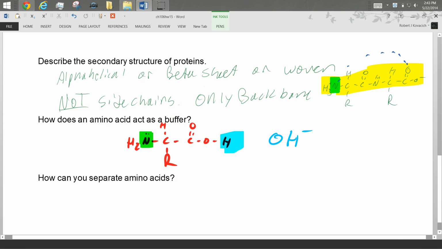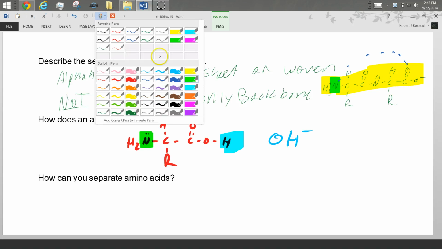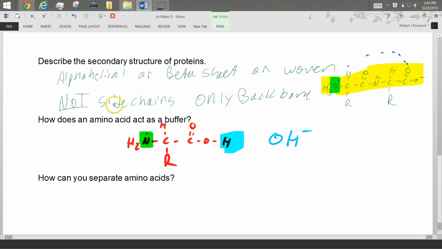Or that nitrogen right there. If an H plus, or there was excess H plus added to the solution, the two lone pairs of electrons on the nitrogen group would absorb that H plus, thereby again taking it out of the solution. So if I increase the H plus, pH would drop, but then if it was again taken out of the solution, then the pH goes back up to where it was before.